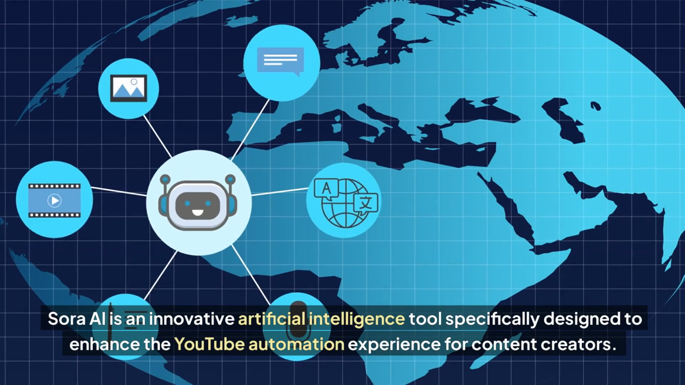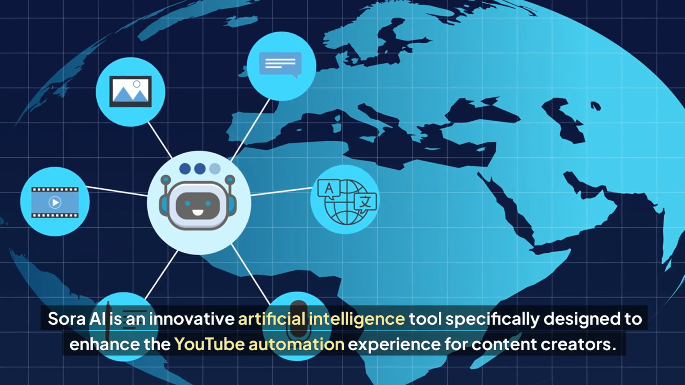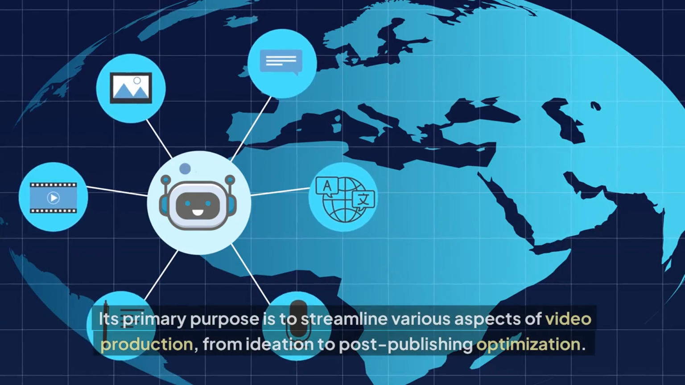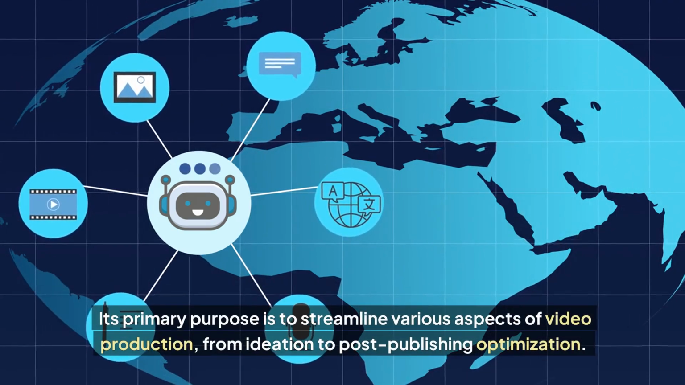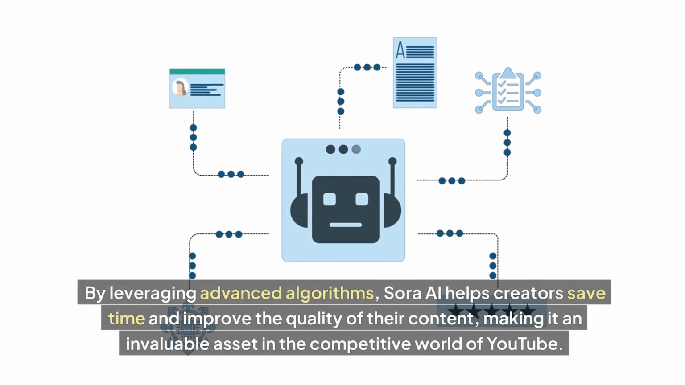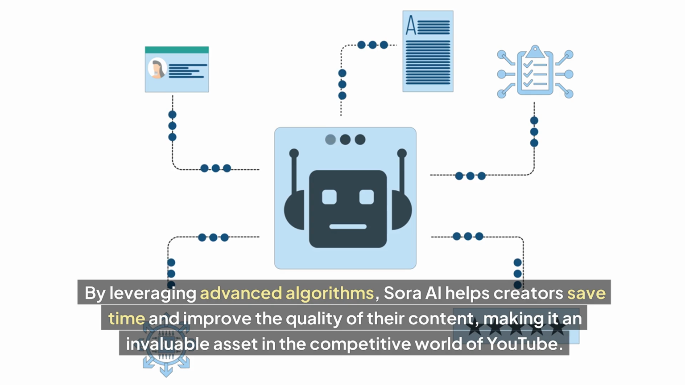Sora AI is an innovative artificial intelligence tool specifically designed to enhance the YouTube automation experience for content creators. Its primary purpose is to streamline various aspects of video production, from ideation to post-publishing optimization. By leveraging advanced algorithms, Sora AI helps creators save time and improve the quality of their content, making it an invaluable asset in the competitive world of YouTube.